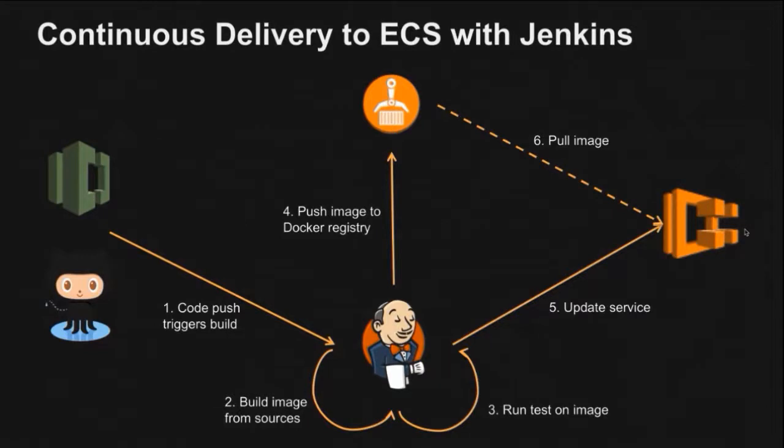Once that push is complete, Jenkins then updates the service in ECS, which then pulls the latest image from the registry and starts a new container with the updated code base.